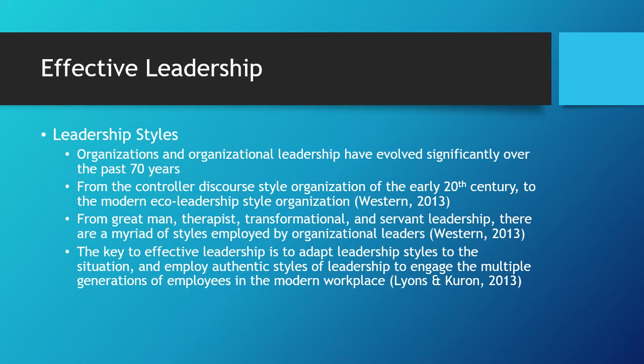So we move our focus now onto some of the theories behind effective leadership. One of the things that goes into really effective leadership is the concept of leadership styles. Organizations and leaders within these organizations have really evolved over the last 70 years. From the early 1900s, you had the discourse style organization with leaders who directed and dictated, honestly, what was happening within the organization. They said it and you did it. And now we have the more modern eco-leadership discourse, where it's more of a participative process, where everybody's involved in the process. Everybody's involved in the transformation, the direction of the organization.